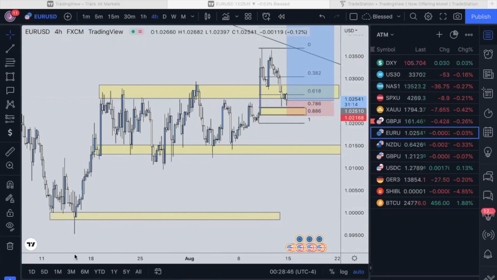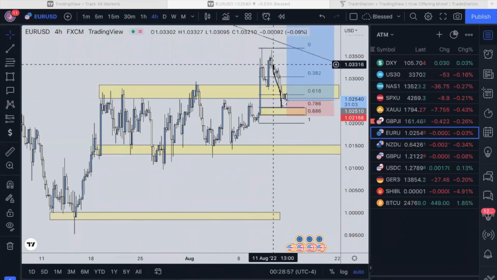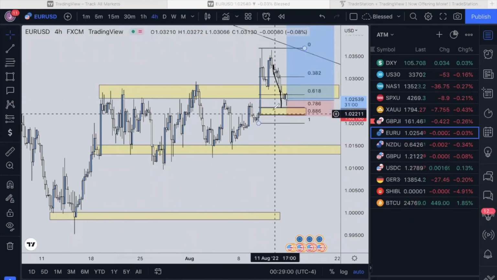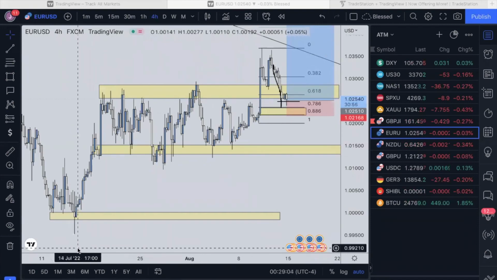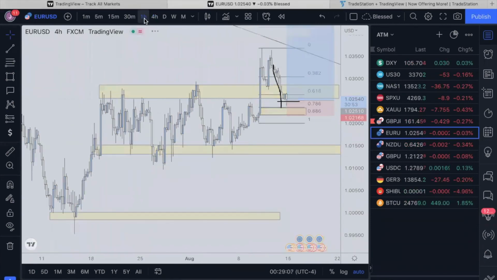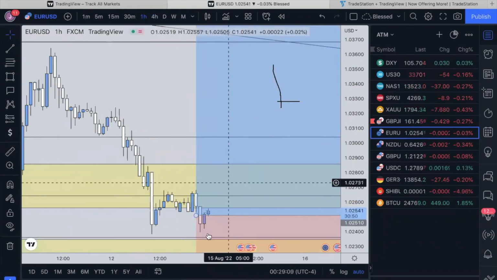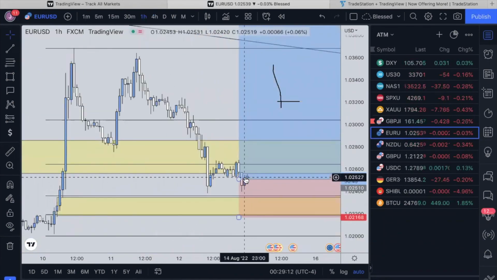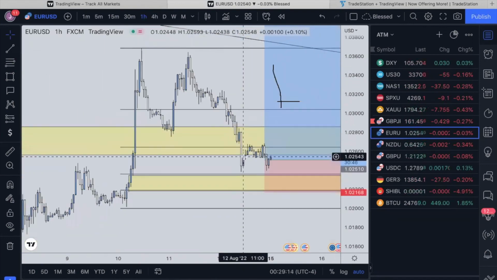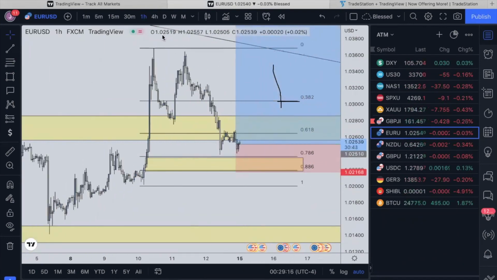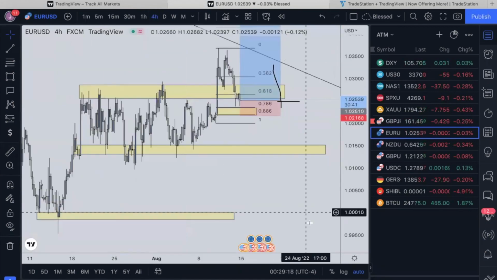So here on Euro USD, we got that retracement to the 78 fib level, and we're wicking at the bottom. On the 1 hour, we have a double bottom W formation, and we're already in profit, a couple pips. So this is potentially a nice setup and a nice example of how to use fibs.